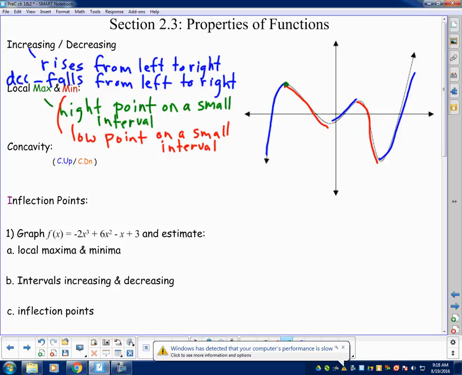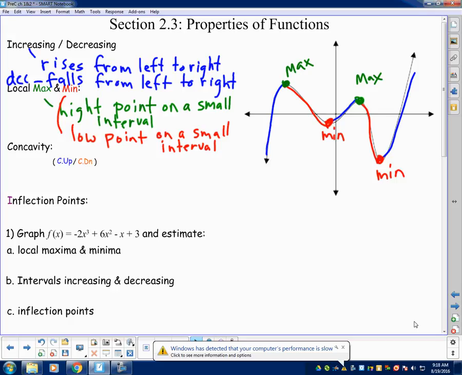So we have maxes here. There's a local max here and here. So there's a max. There's a max. And then we have a local min here and here on our graph.